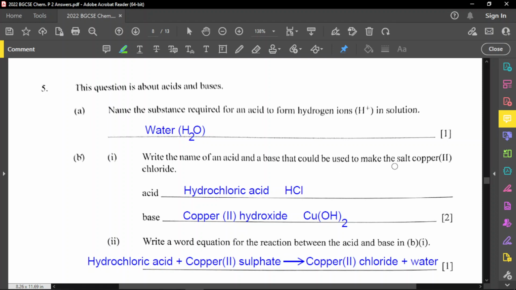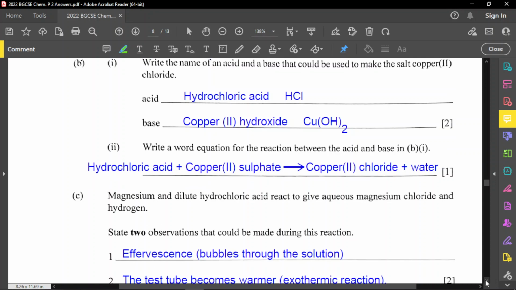All right, for part B, write the name of an acid and a base that could be used to make the salt copper 2 chloride. To make copper 2 chloride, you can use hydrochloric acid because you need the chloride in the salt. So notice the chloride coming from the hydrochloric acid, and you can use copper hydroxide. The copper will go with the chloride to form copper chloride, so use copper 2 hydroxide in fact. And again, remember, once you mix the acid and the hydroxide, you get salt and water. All right. And so I put the formula beside each compound.